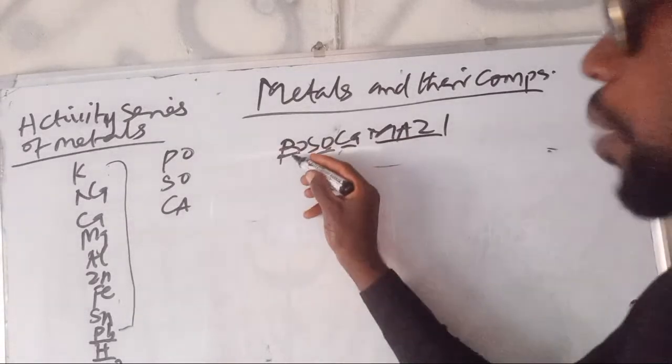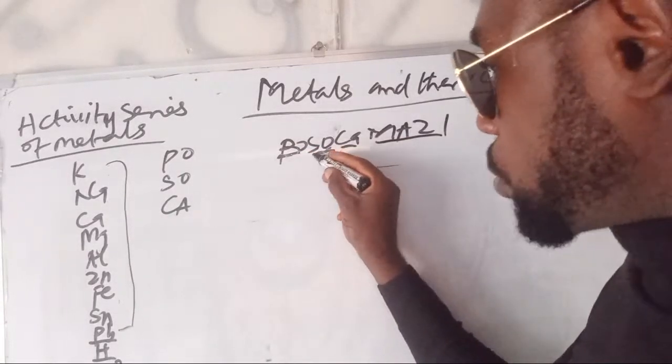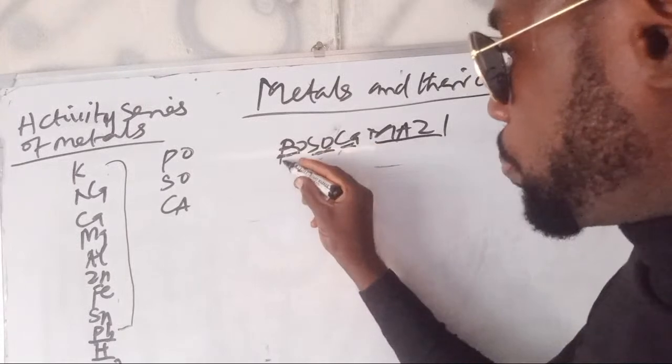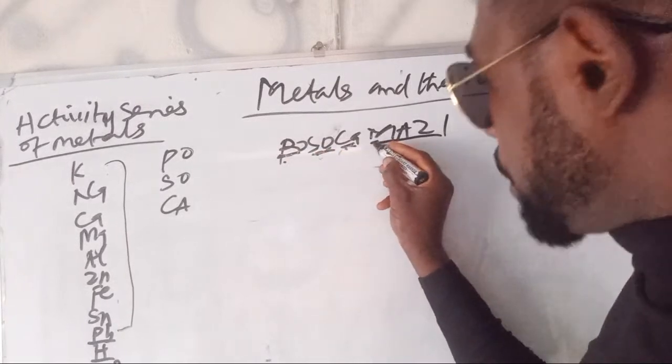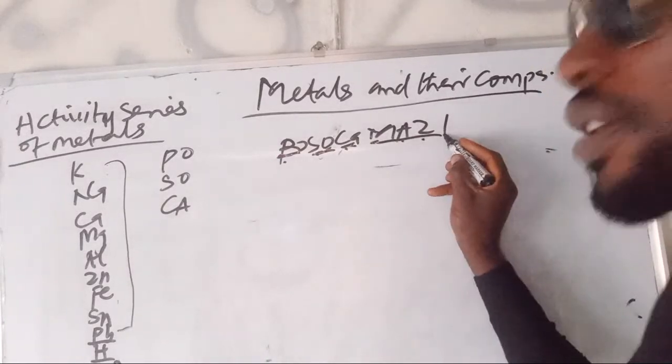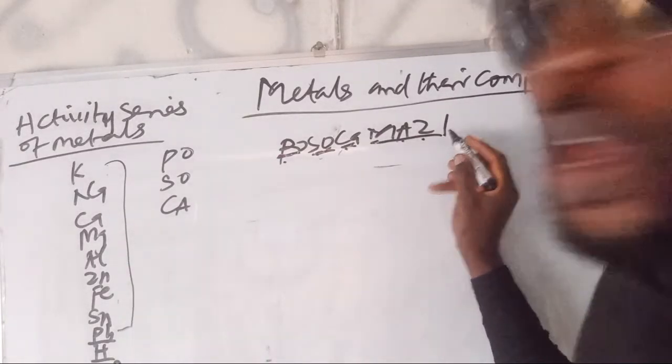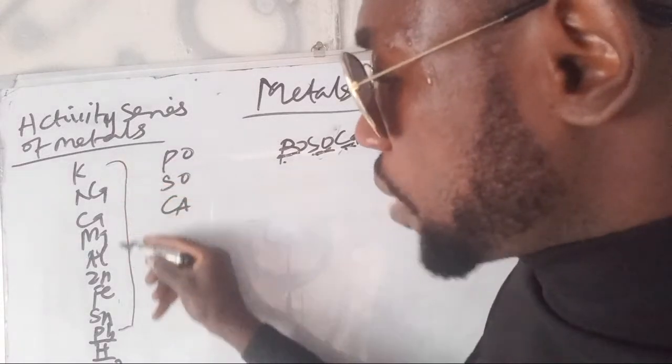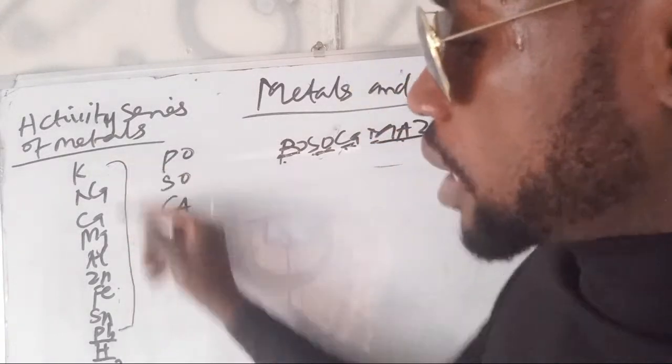POSOKAMAZI, meaning potassium is PO, SO is sodium, KA is calcium. So potassium, sodium, calcium. M here, magnesium. A here, aluminium. Z here means zinc, and I here means iron. So when you say POSOKAMAZI, you have gotten to this level. POSOKAMAZI takes you here.